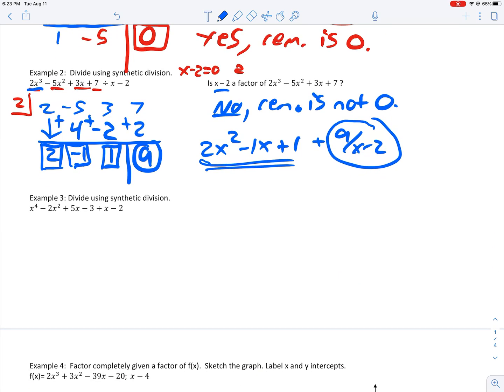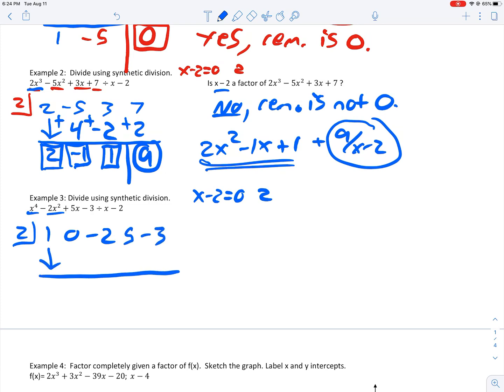Okay, example 3. So set x minus 2 equal to 0, so you get 2. So 2 goes in the division box. Okay, now I'm in descending order. 4, 2, 1, 3, yes. Now, notice it goes from x to the 4th to x squared. So you're missing x cubed. So you need a placeholder. So it would be 1x to the 4th, 0x cubed, minus 2x squared, plus 5x, minus 3.